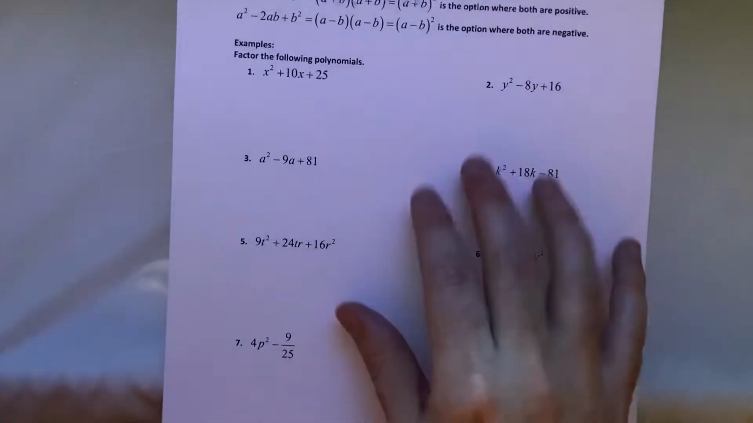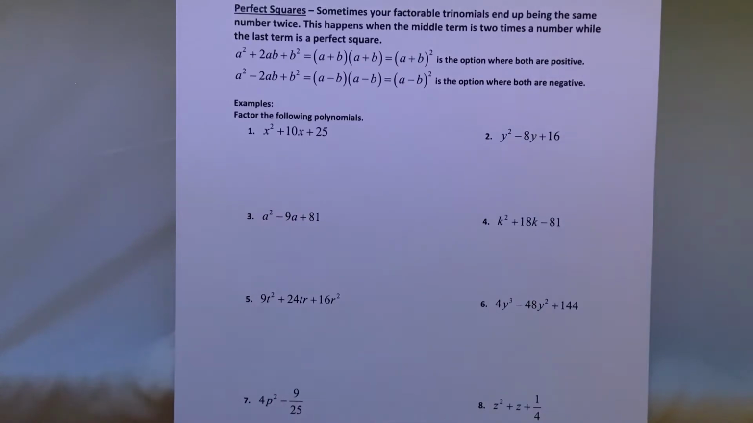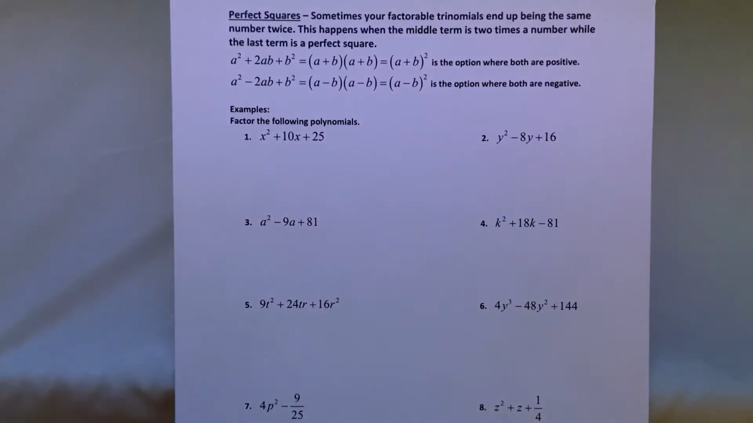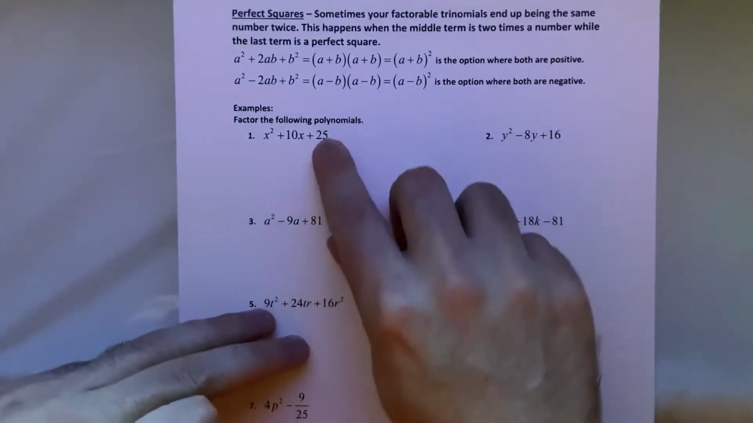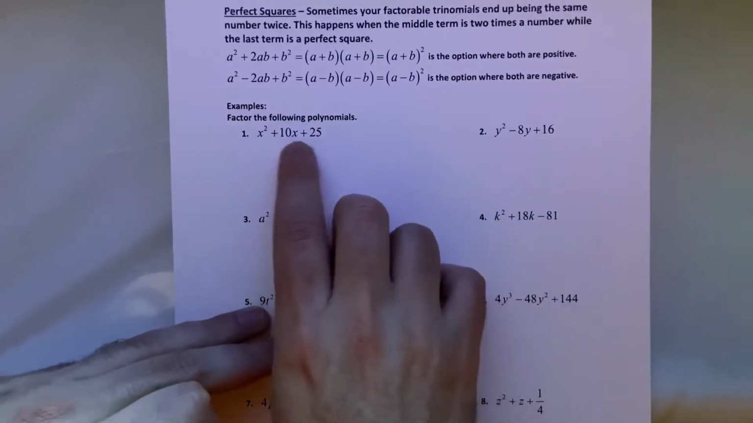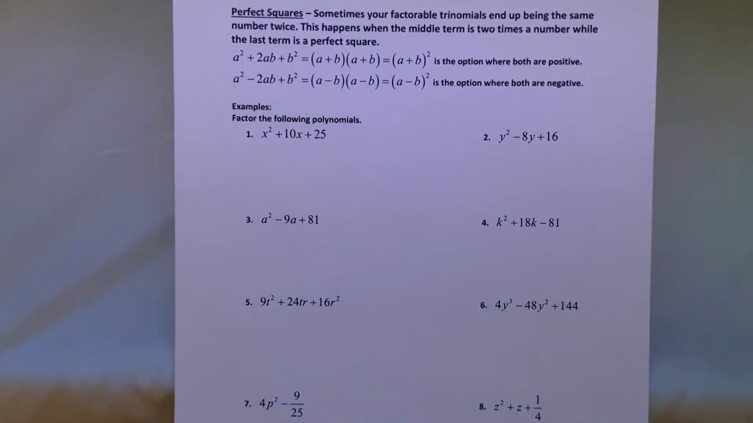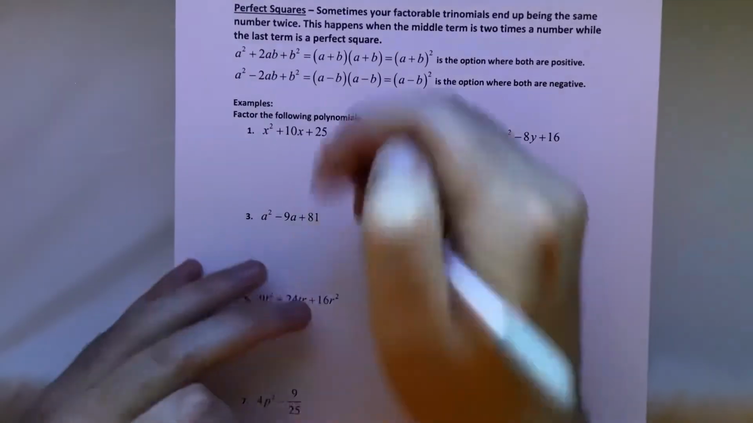Now, in addition to difference of squares, we have perfect squares. Sometimes it's the same thing twice. How do we know when that happens? Usually you can identify it when the last term is a perfect square, and whatever the square root of that is, the middle term is double that. Now, nothing's actually stopping you from factoring this normally. I would actually almost always factor this normally.